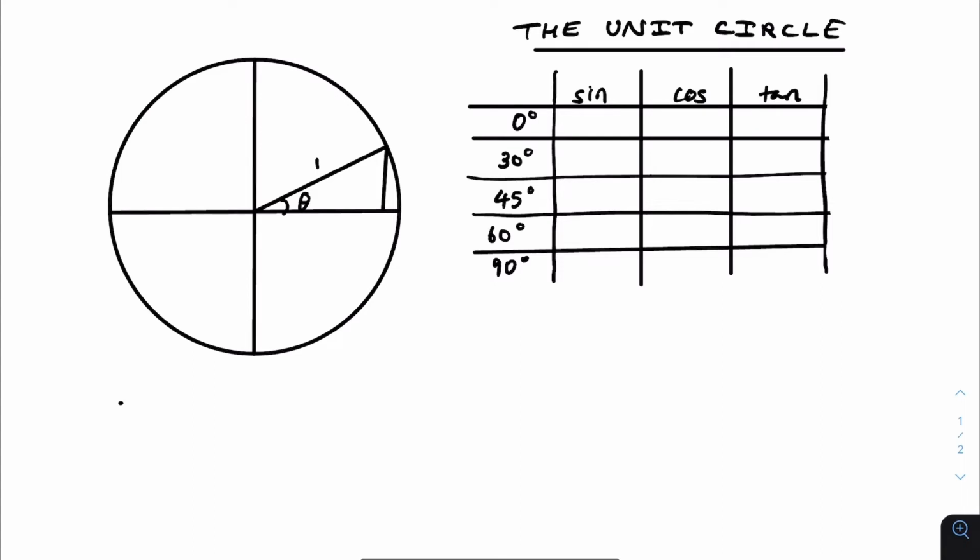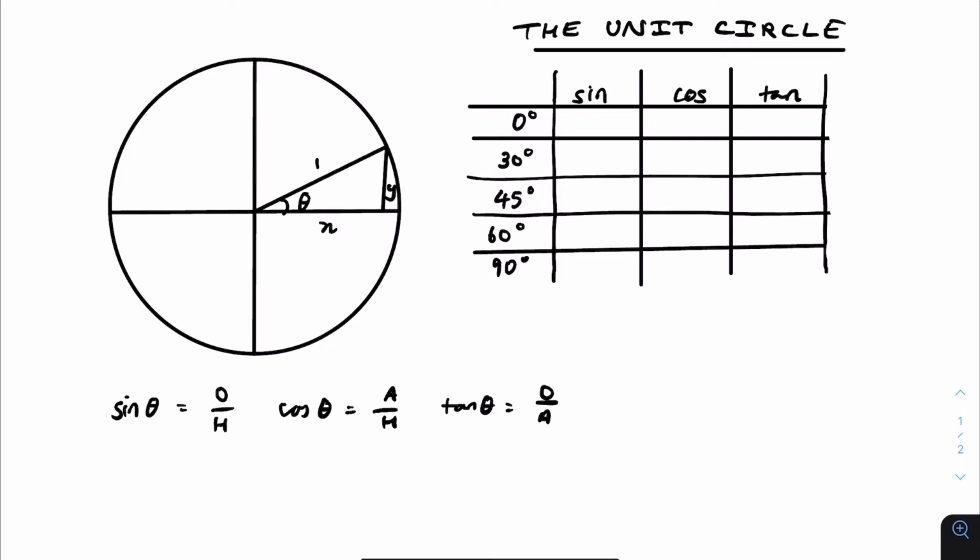And let me just write down here, sine of theta is equal to opposite over hypotenuse. Cos of theta is equal to adjacent over hypotenuse, and tan of theta is equal to the opposite over the adjacent. So if I consider this, let's say this is x, the number of units to the right, and then y is the number of units up.